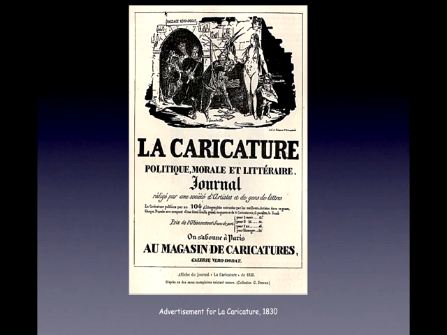Daumier was born in the south of France, in Marseille, in 1808, but he grew up in Paris.